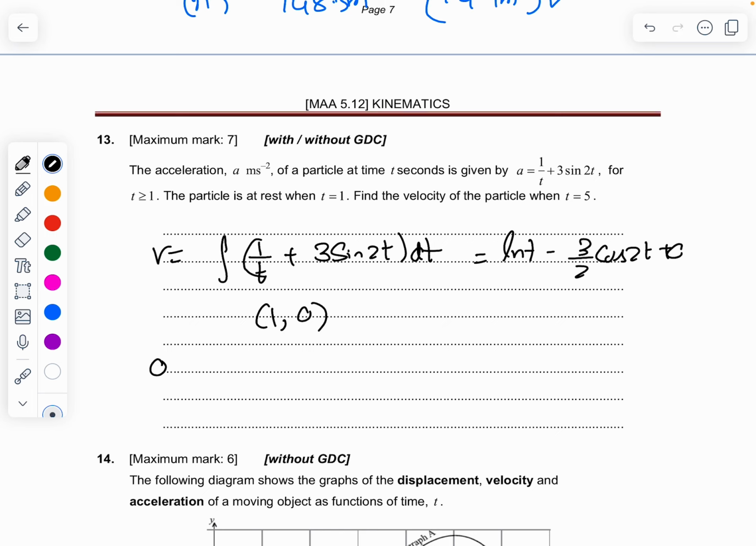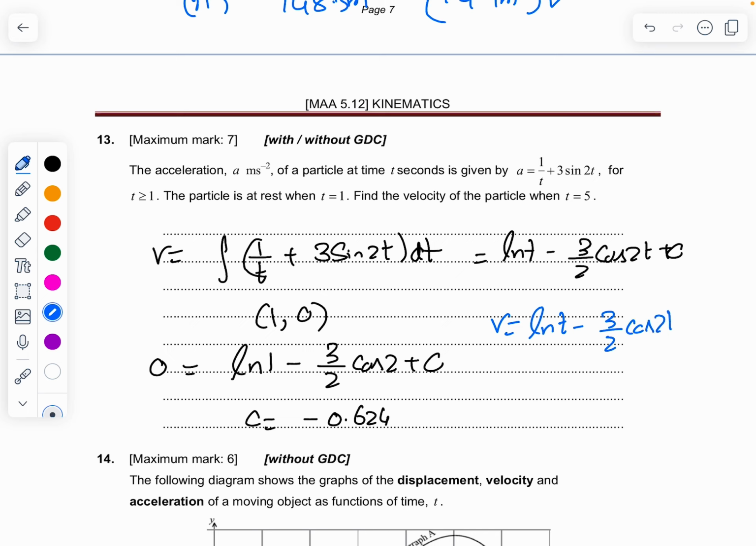So what do I get out? 0 equals ln 1 minus 3 upon 2 cos 2 plus c. This gives me the c value as minus 0.624. So what is the formula for the velocity? Now I get it out: ln t minus 3 upon 2 cos 2t minus 0.624. Now plug in t equals 5. So we will be getting V at 5 equals 2.24.